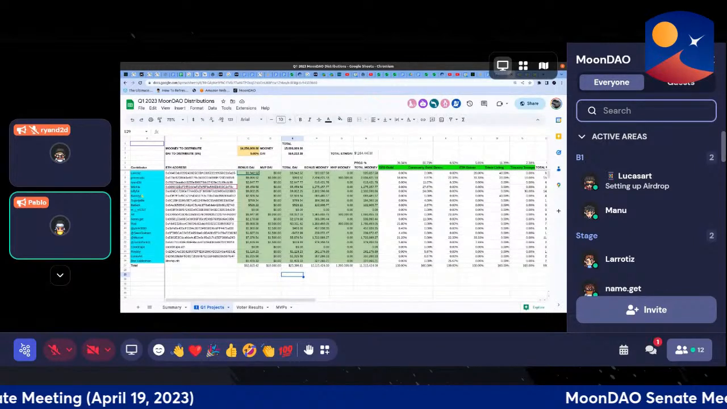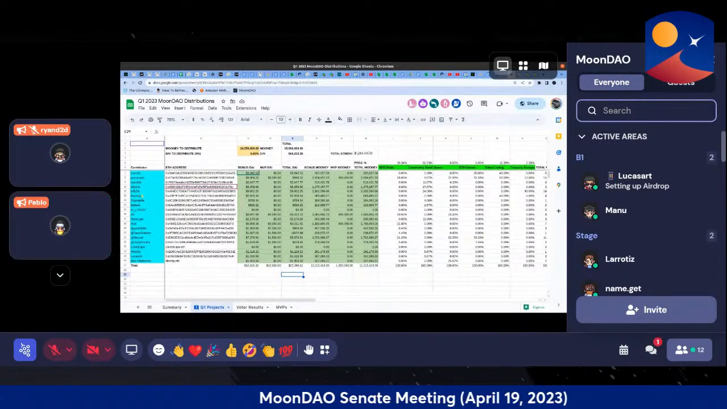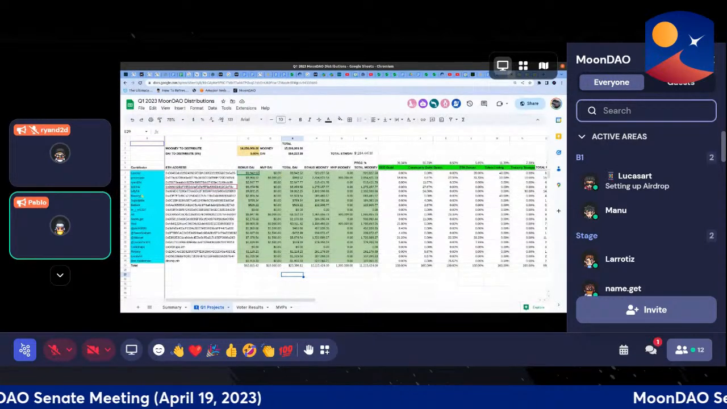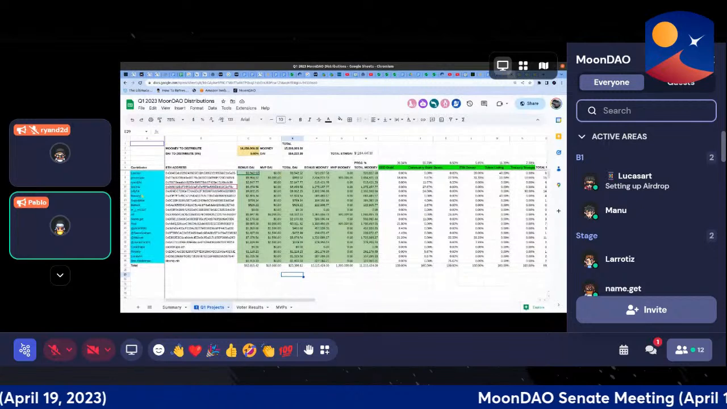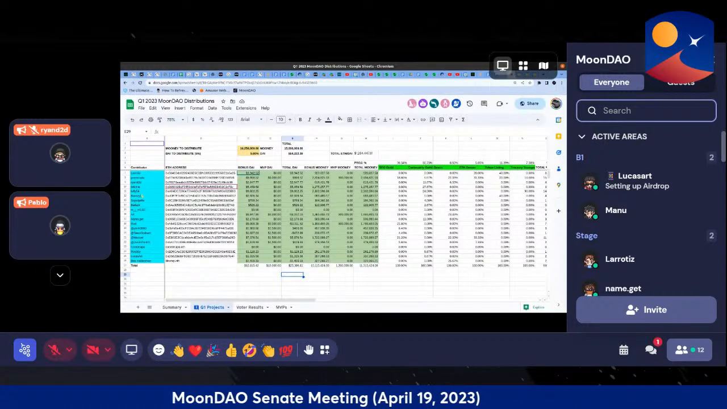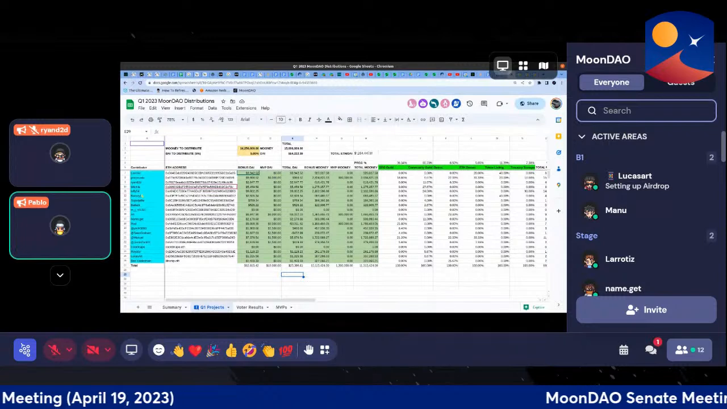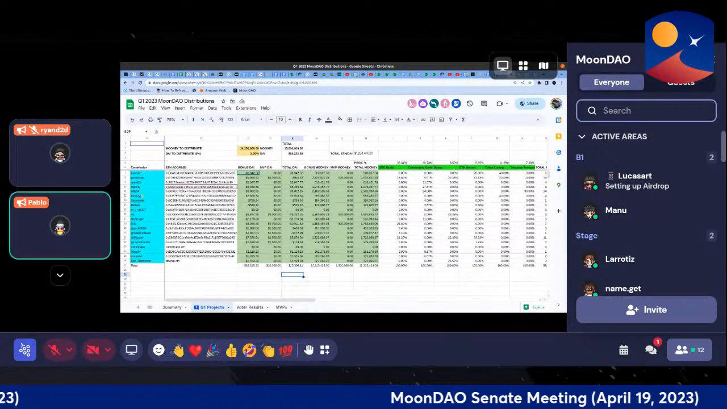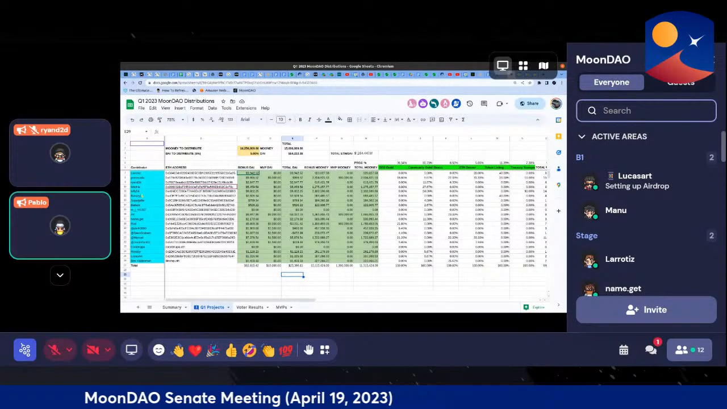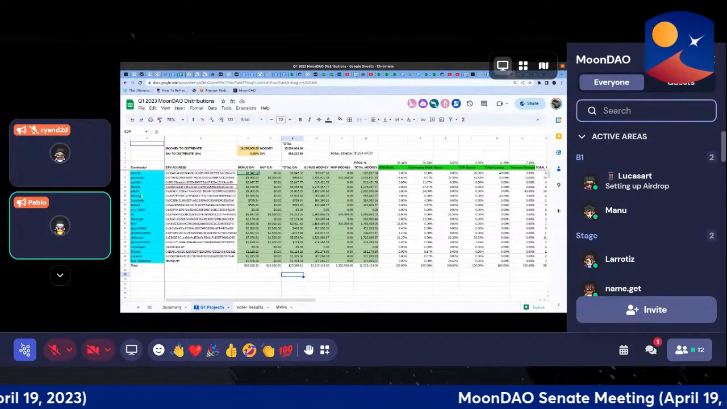Yeah, I think it's a little too late, because if we were to add a new project in, we already did the vote on Snapshot, and we'd have to redo the vote. It's sad that it didn't pass, but yeah, it is what it is, you know.